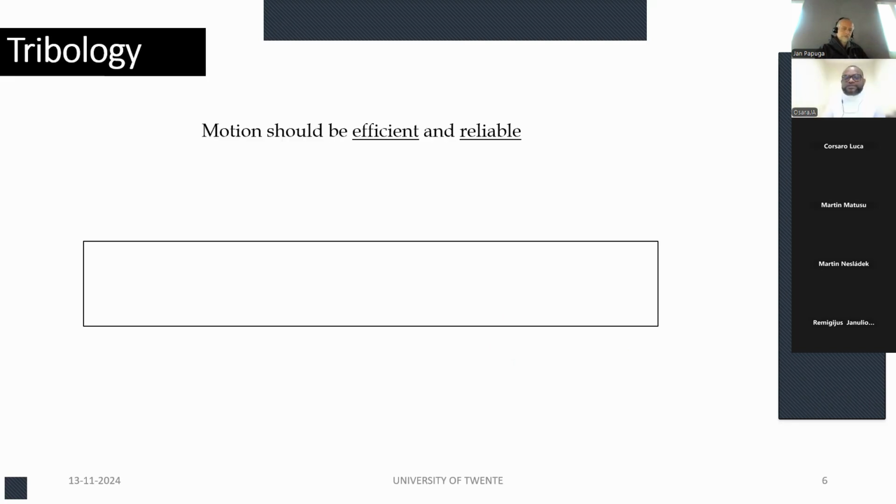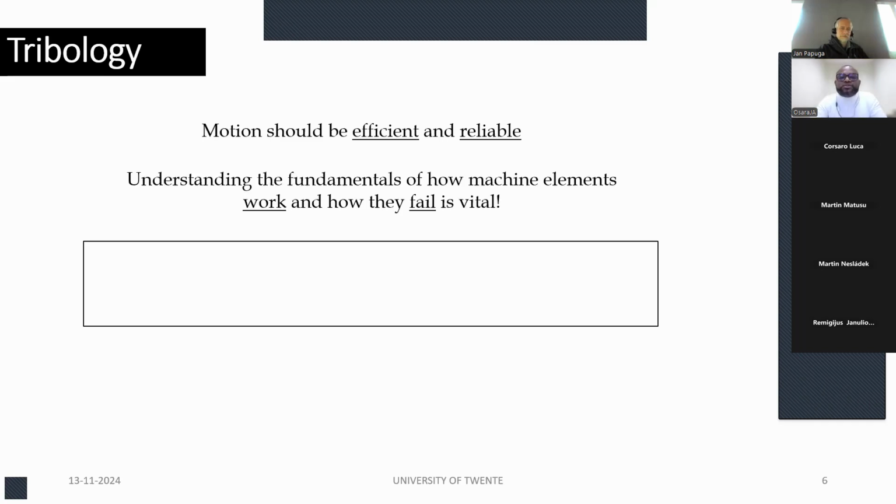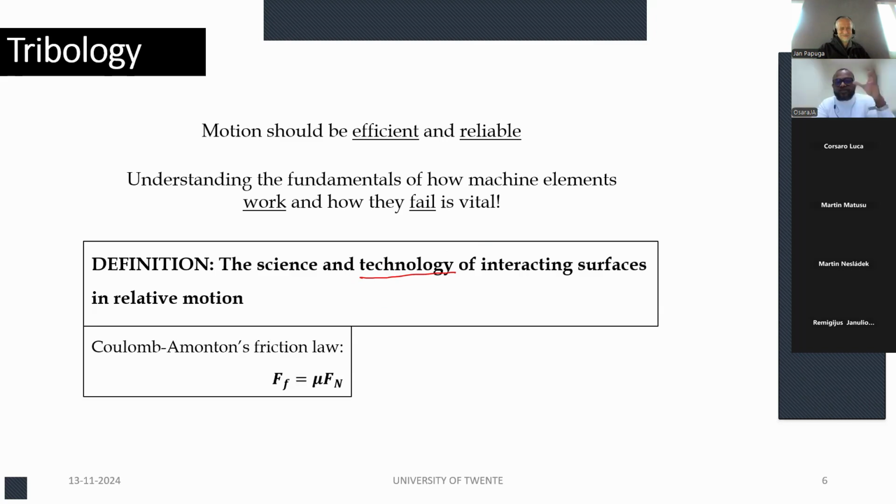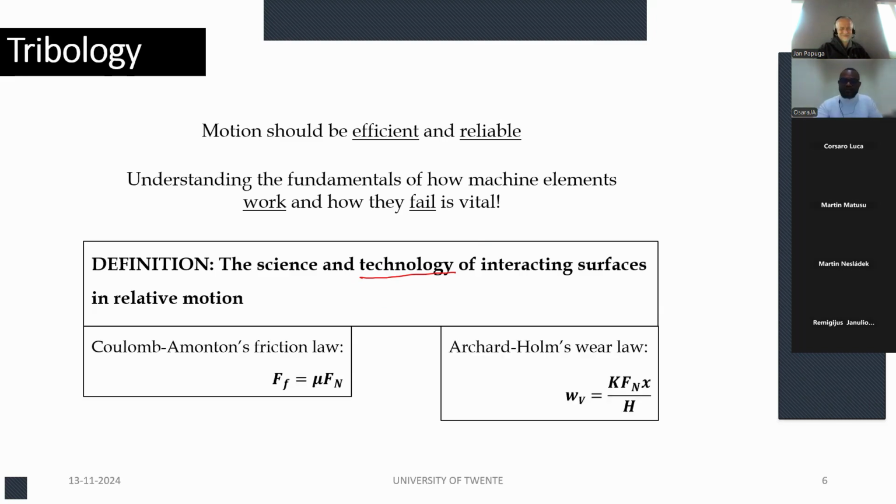All right, so now that leads us to the conversation about tribology very quickly. In tribology, we say motion should be efficient and reliable. So for us to understand the fundamentals of how the machine elements work and feel is extremely important. And that leads us to the definition of tribology as the science and technology of interacting surfaces in relative motion. I personally like to define it as a branch of engineering and not really a branch of science, because in tribology, we put together everything that we've learned from other branches of science, and we try to solve the problems that we deal with in contacts and interfaces.